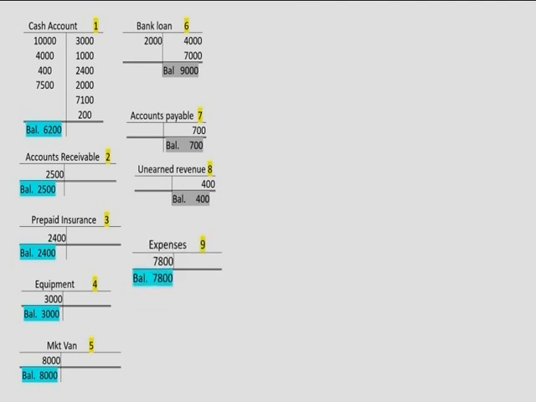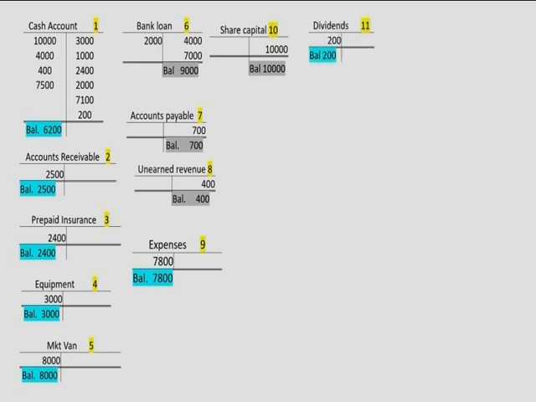We have expense account. The expense balance is 7,800. So expenses normally will have debit balance. So it is again in this ledger account shown as debit balance 7,800. Then we have share capital account. So capital of the firm is 10,000. So 10,000 is a credit balance.